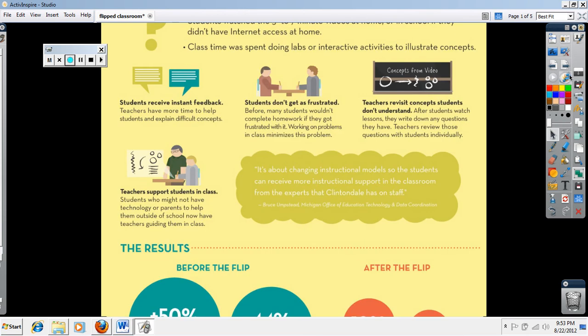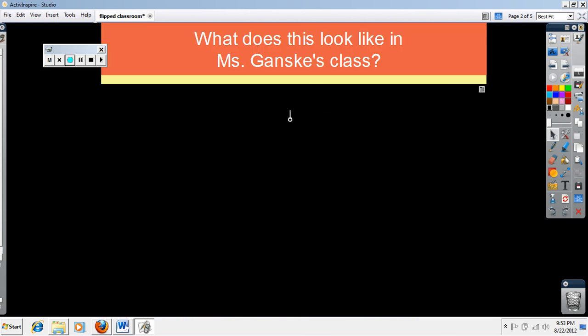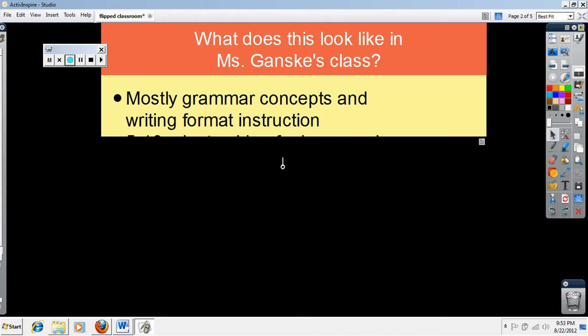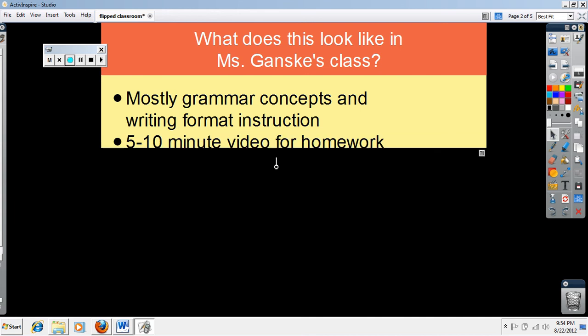So I just want to go on and show you what this looks like then in my classroom. This is the first year that I'm trying it, so we're going to start in baby steps. It's basically going to be on grammar concepts, which I would have to lecture anyway, and writing format instruction. So anything that I would have to stand in front of the room and deliver to them, they will do that via the lecture. And then in class we would practice those grammar concepts, apply them to what we're reading or writing, and then of course write the actual essays in class with my help instead of at home on their own.